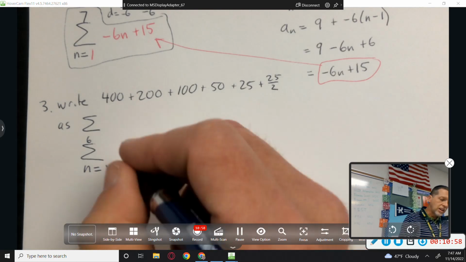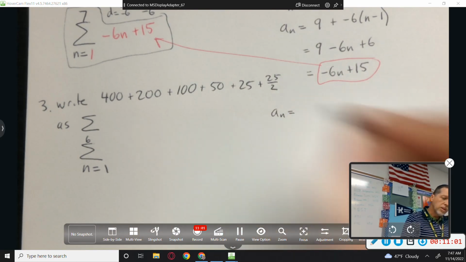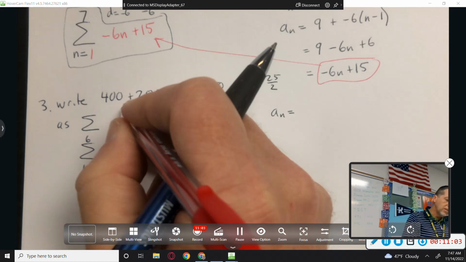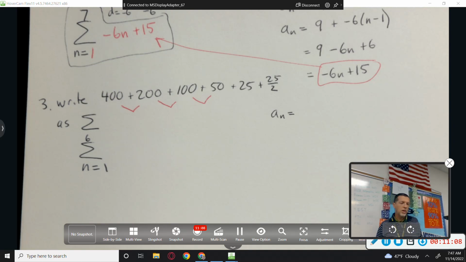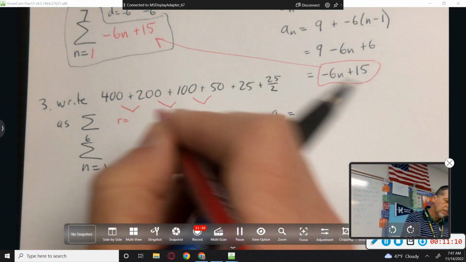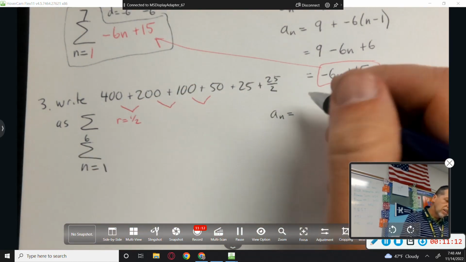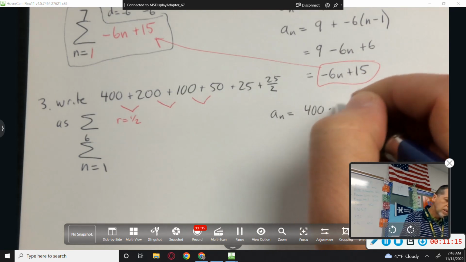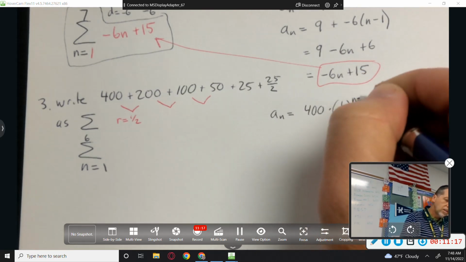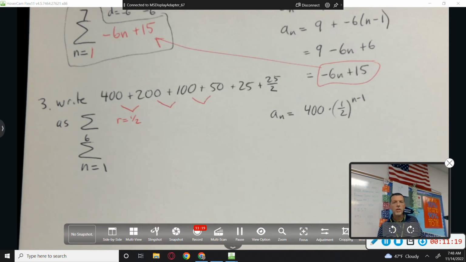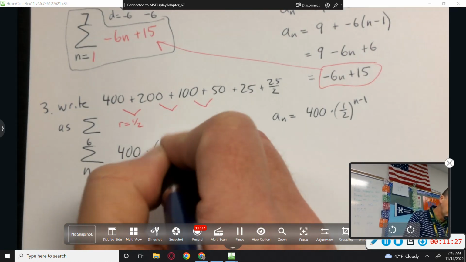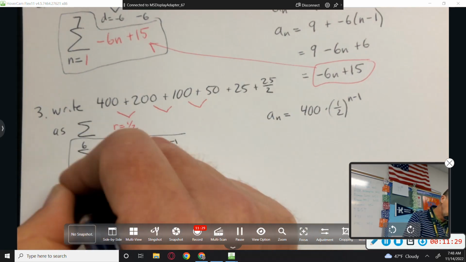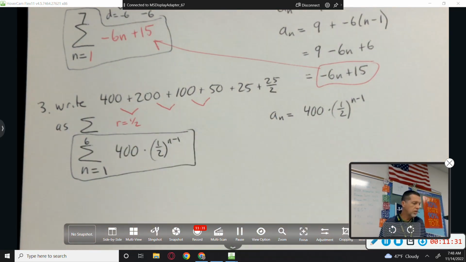And then I need an expression or a formula for which term we're at. What kind of series is that? Geometric, where r is 1/2. So first term times 1/2 to the n minus 1. And then there's no simplifying on that, so 400 times 1/2 to the n minus 1. Then we're done. That's it.